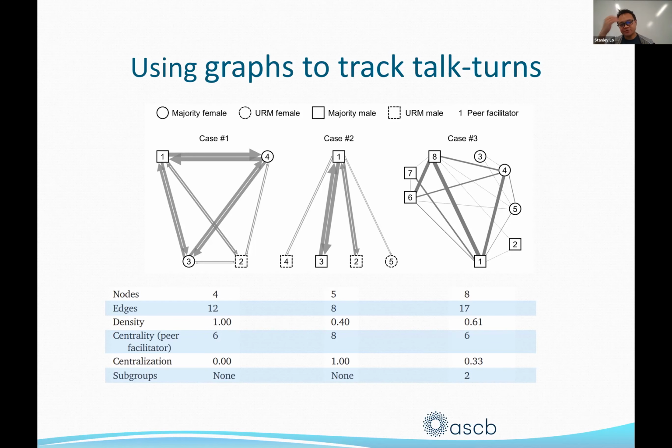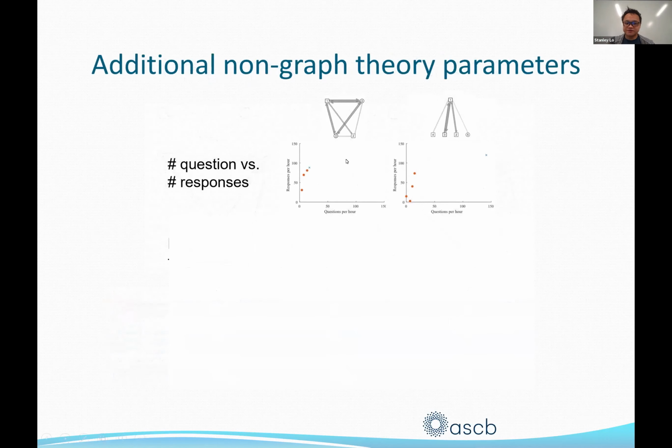And then I just want to share with you a couple more parameters that we developed. We're just going to focus on the 2 extreme groups. We actually looked at whether students or facilitators were posing a question or responding to something. And so it's plotted here, very small.